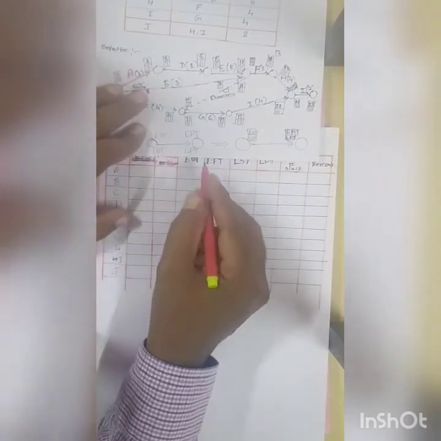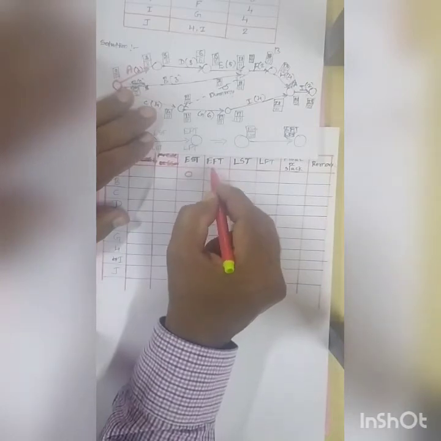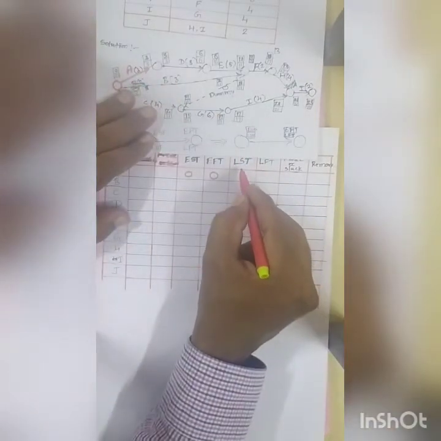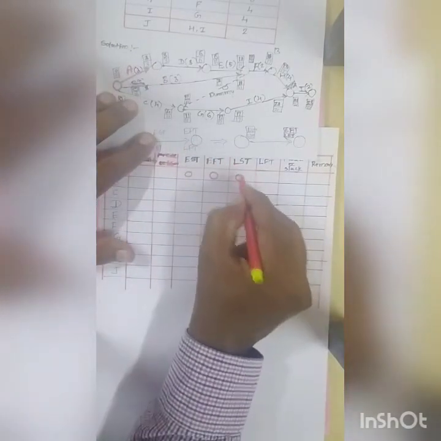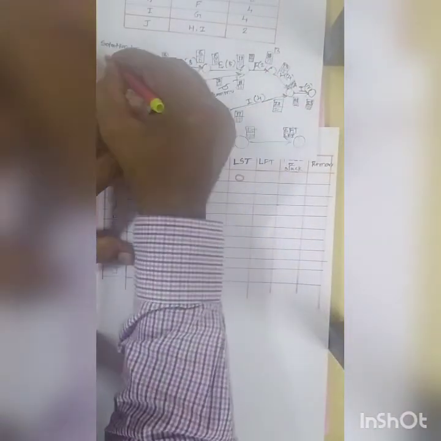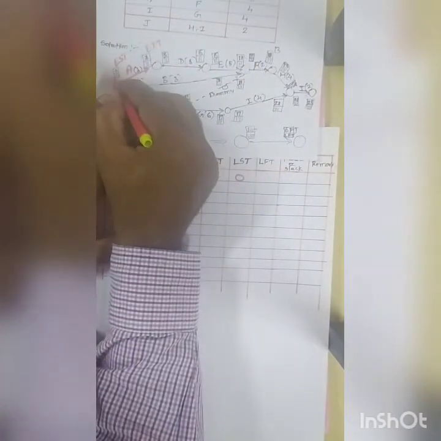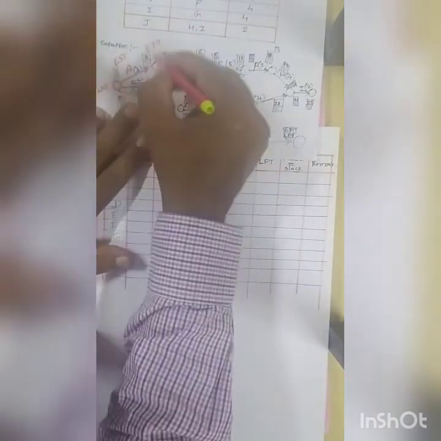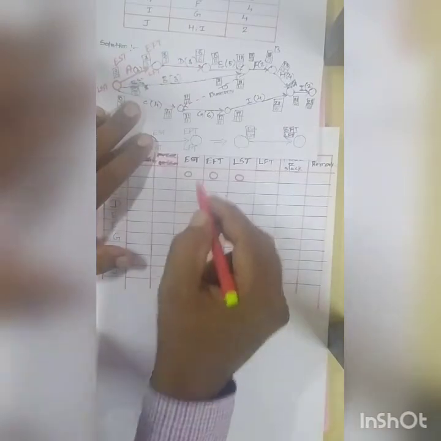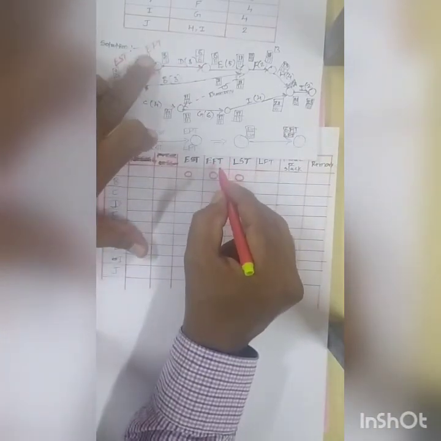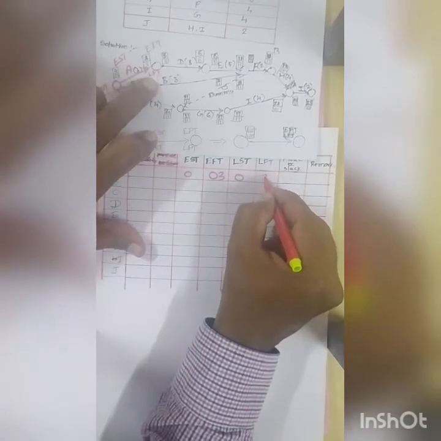So the earliest start time is 0. Earliest finish time is also 0. And latest start time is 0. This is the earliest start time, earliest finish time, then the latest start time, and this is the latest finish time. The earliest finish time will be 3. Next, the latest finish time will be 3.